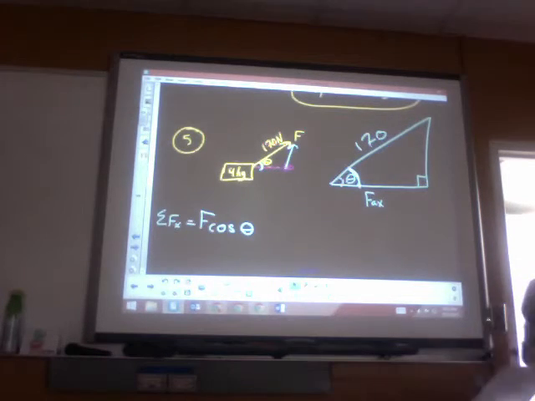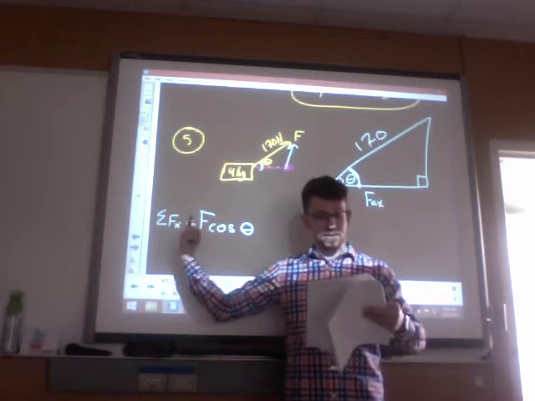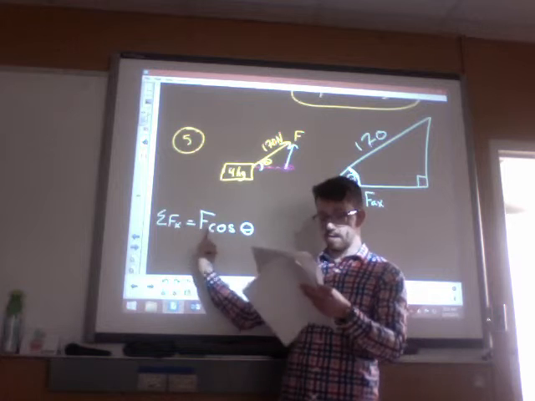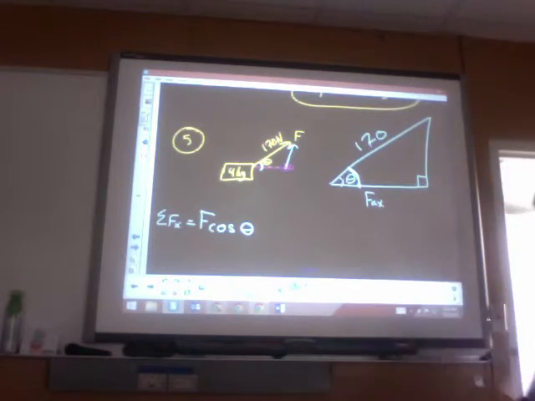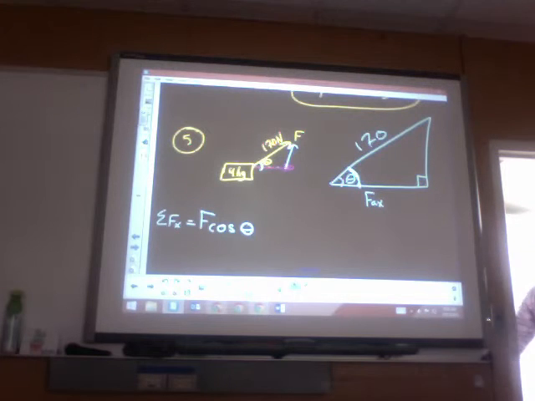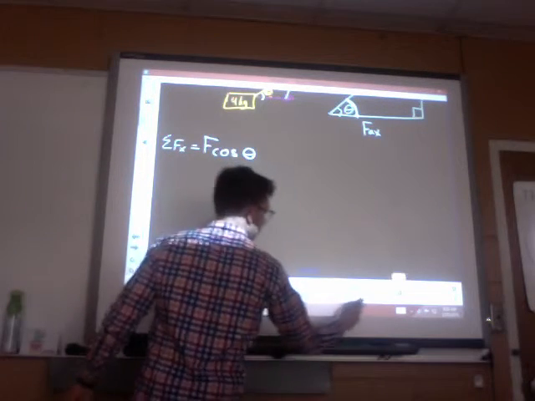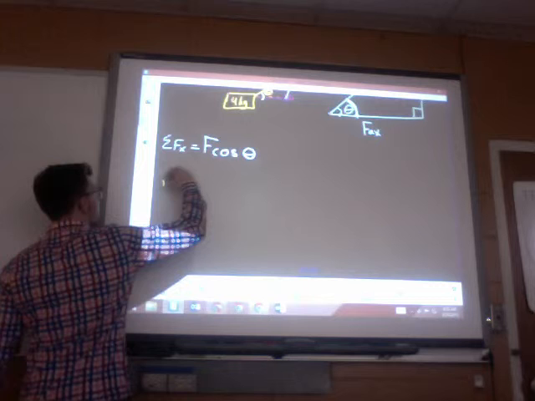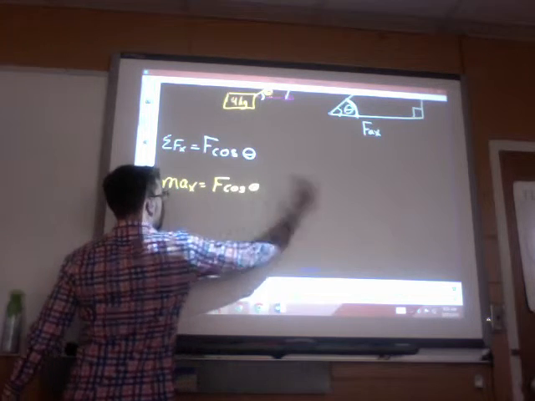This is an equation that's given on the equation sheet. It says Fx equals F cosine theta. So we can use that right here. Do you remember what we can replace Fx with? Max. And that'll be on the equation sheet too, under our mini equations. So we're ready to solve it. Max equals F cosine theta.